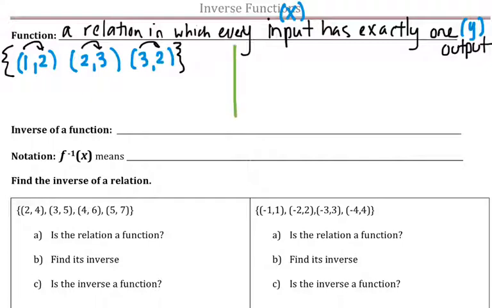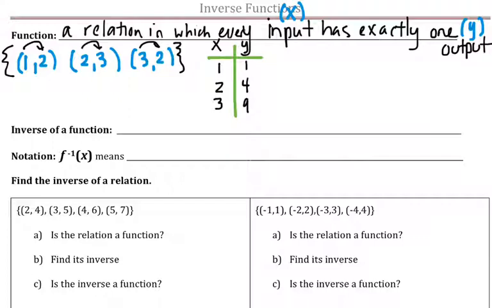Another way to represent a function is with a table where we have inputs and outputs in the table, and you could use any values you wanted to: positive, negative, fractions, decimals, anything you want. As long as every input goes with one output, you're good.